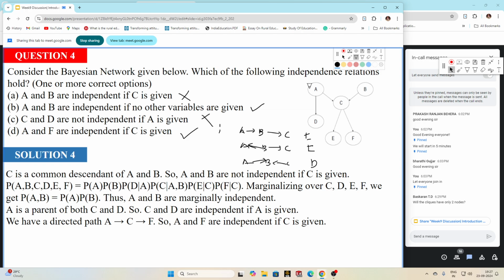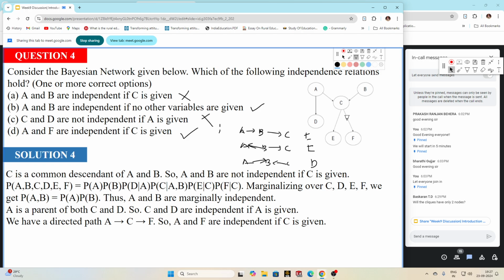So we will start from these two nodes. For this node we will take the marginal probability. This node also we will take the marginal probability. Now for this node we will take the conditional probability with respect to A. For this node also, conditional probability with respect to A. Now for node C, we cannot take the marginal probability, but we have to take the conditional probability with respect to its parents. About these two nodes, E and F, we will take the conditional probability with respect to C.